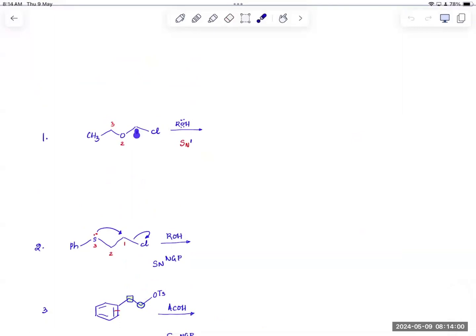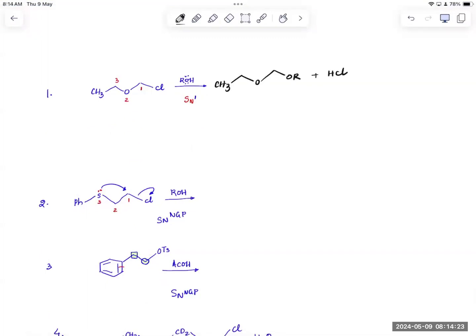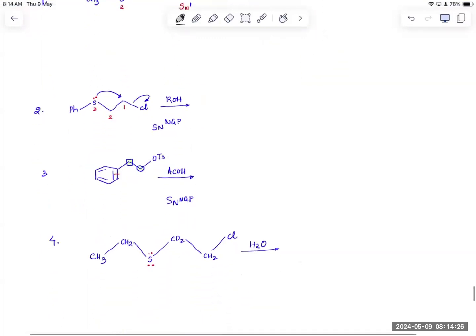Here we know that on the second position, if you have a lone pair carrying group, then there is no NGP. It has to be on the third position. In this case, it is a simple SN1 mechanism. So we will get the product as CH3O with OR here, plus HCl. This is the product, which is a regular SN1.